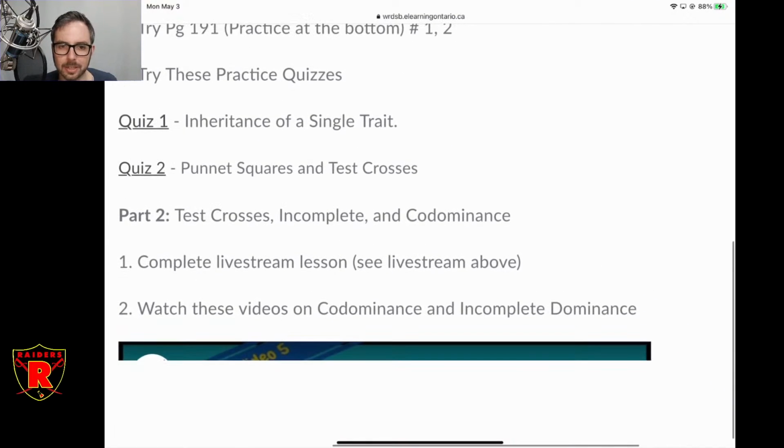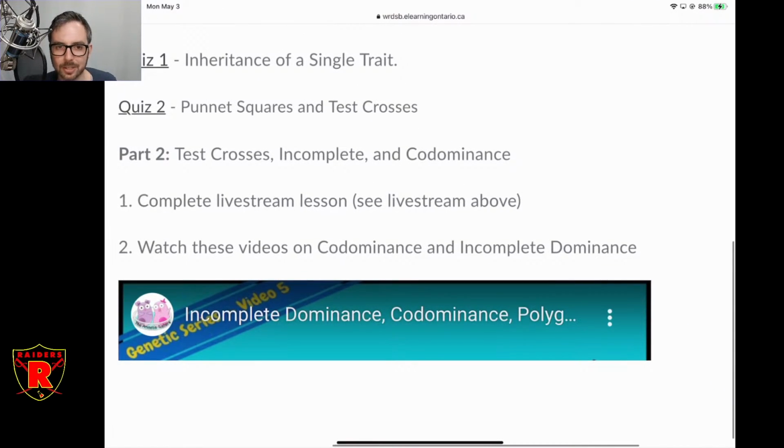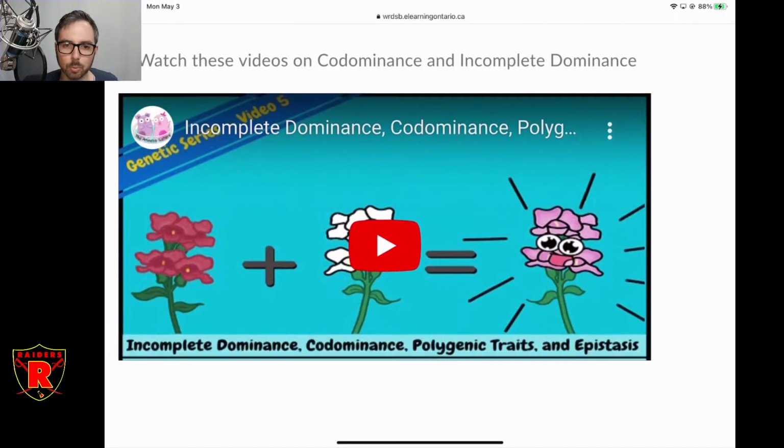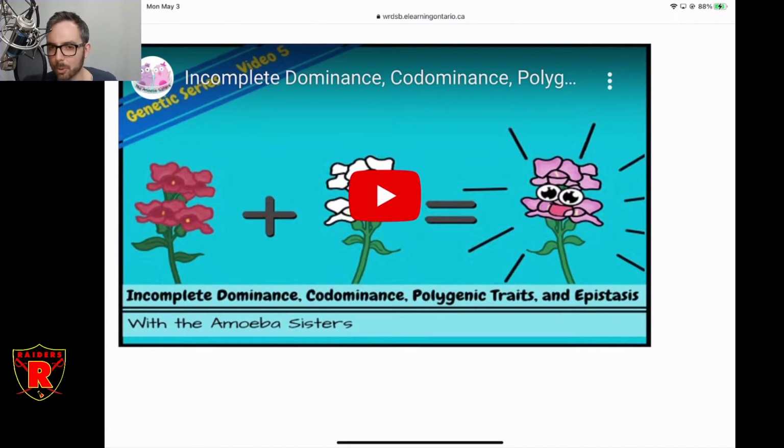The second part here is all about using test crosses and incomplete and codominance. There is a really good video on here that goes into more detail in how incomplete and codominance works. It also, at the end, talks a little bit about polygenic traits, which we hardly touch in this course, but it's really interesting to look at in general what polygenic traits are and how that works a little bit. If you're interested in that at all, definitely watch the polygenic traits part at the end.